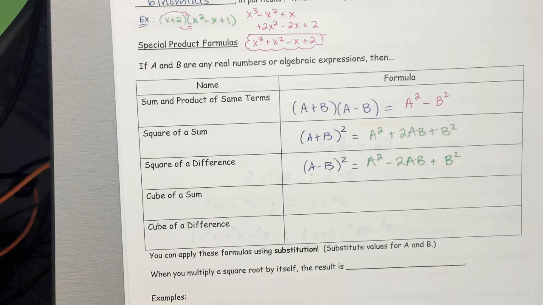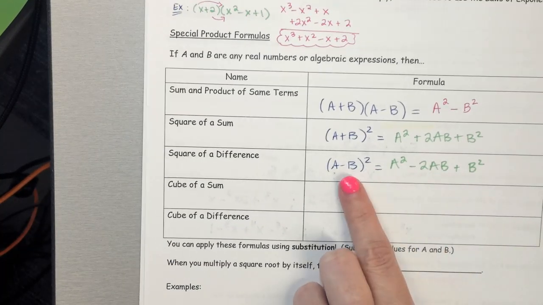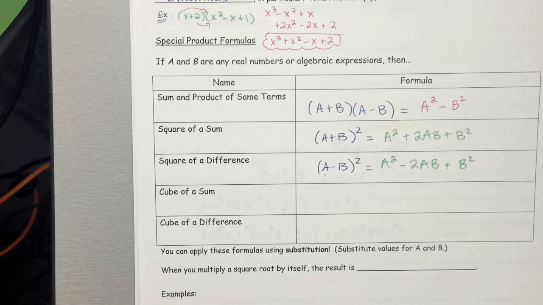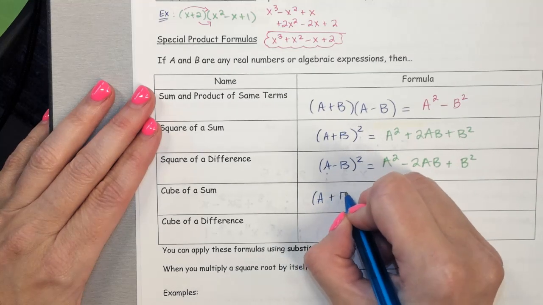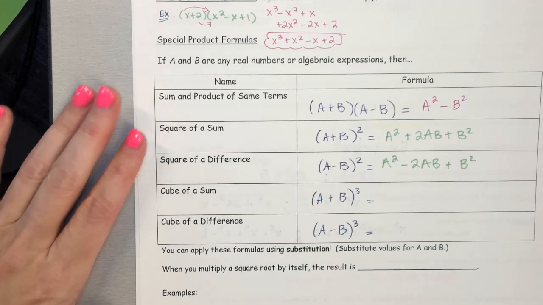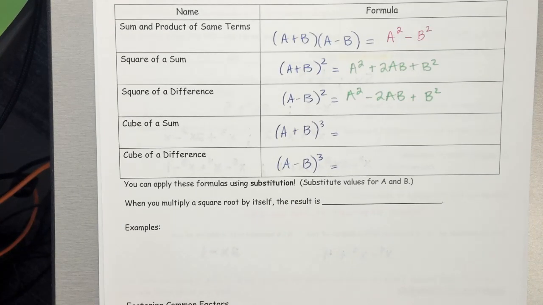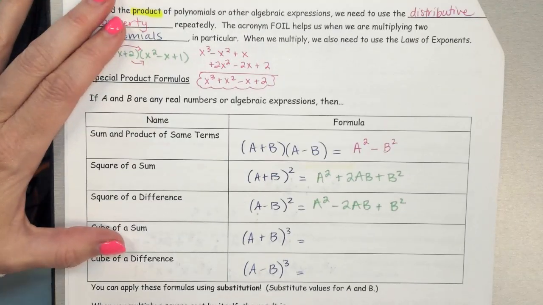So it's the first term squared, it's double the product, and then the last term squared. The first term squared, double the product, the last term squared. Because this is minus, that's why double that product is minus. Okay, again, you can just use FOIL when you are doing this. Okay, and then you have the cube of a sum, and then you have the cube of a difference. Okay, so one way that you could do this, the cube of a sum, you have a plus b to the third power. Let's do an example together up here.